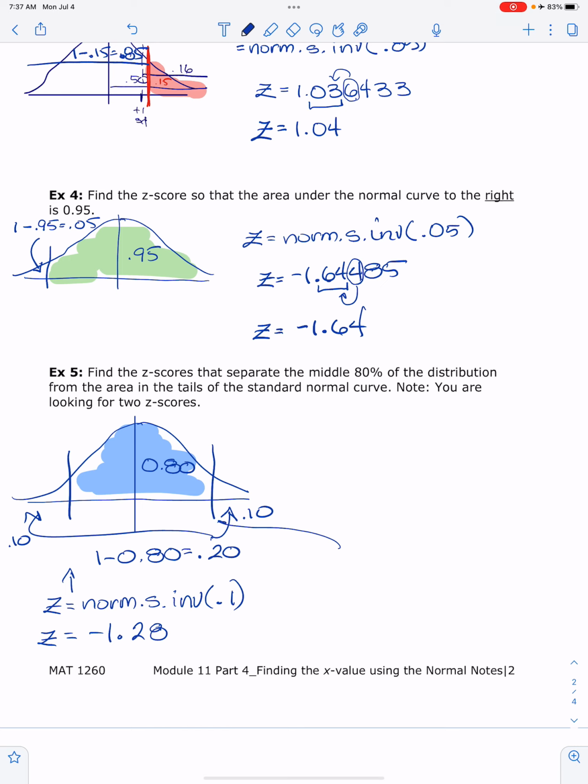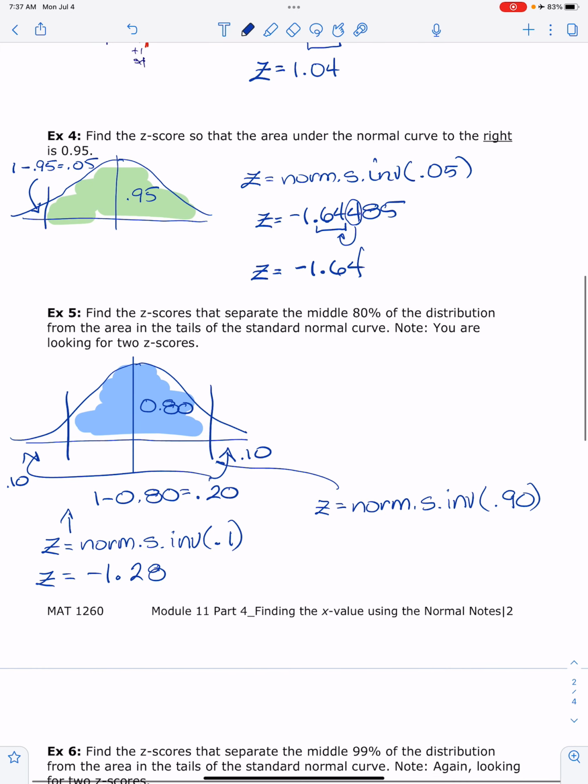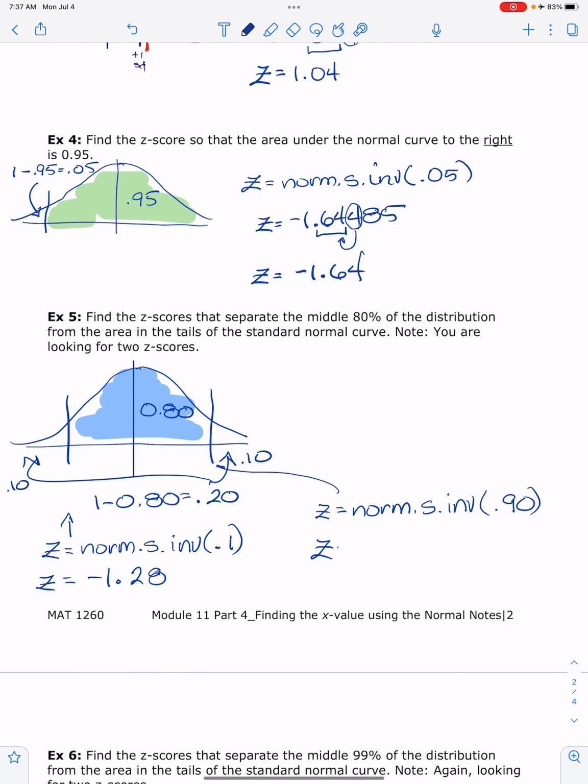And to find this z-score, norm.s.inverse of 0.9, because I need 0.1 to the right. And when I round that two places, I get 1.28. This should not be a surprise. Remember that our normal distribution, and in this case our standardized normal distribution, is symmetric. So if I'm chunking out 80% in the middle, that means I've got 10% on each side. Those z-scores should be opposites of each other.